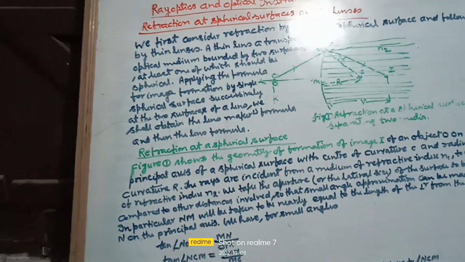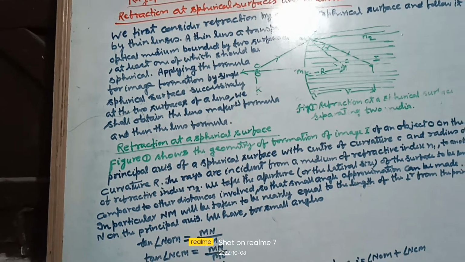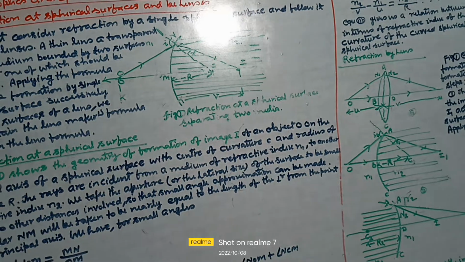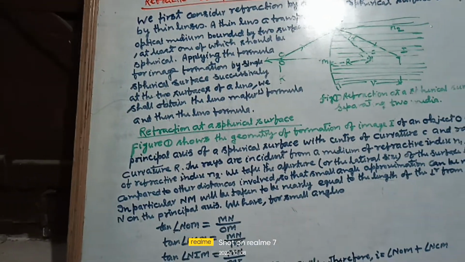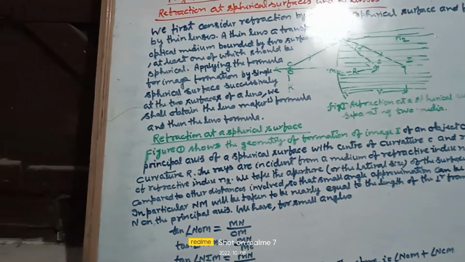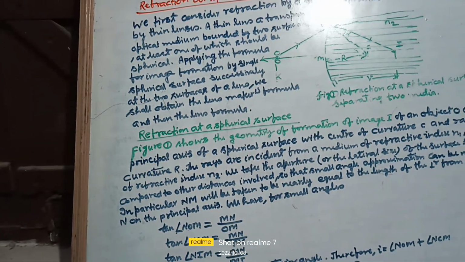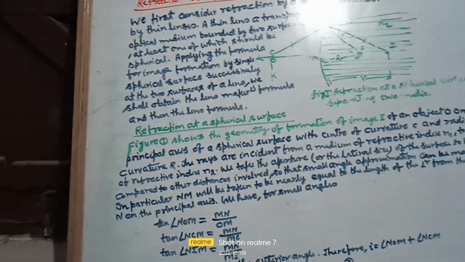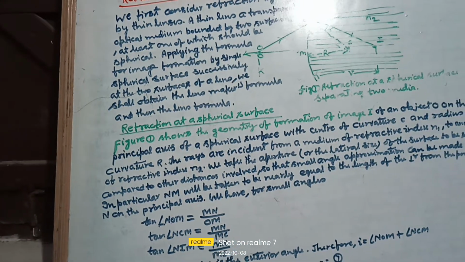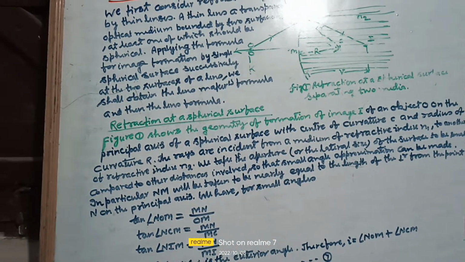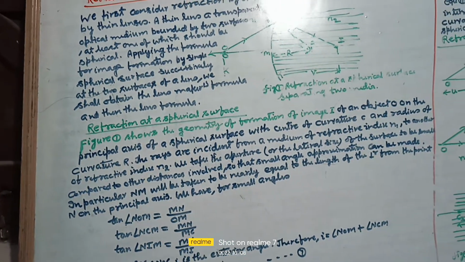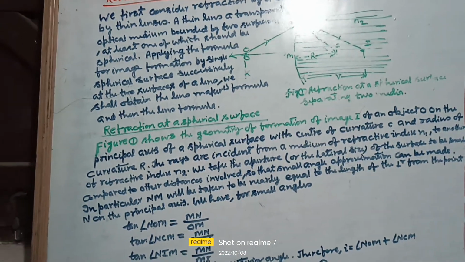Now, the refraction at a spherical surface. Figure 1 shows the geometry of formation of image I of an object O on the principal axis of a spherical surface with center of curvature C and radius of curvature R. The rays are incident from a medium of refractive index n1 to another of refractive index n2. We take the aperture or the lateral size of the surface to be small compared to other distances involved, so that a small angle approximation can be made.